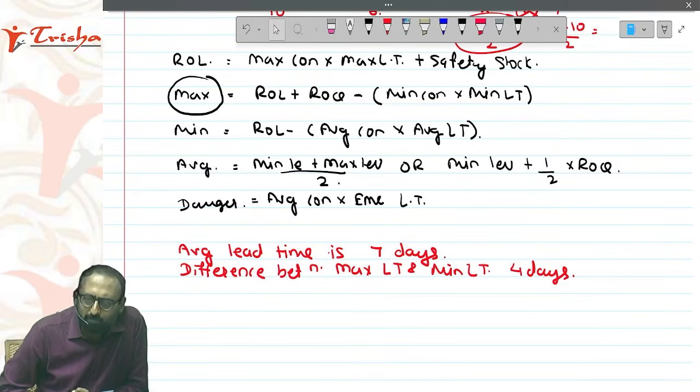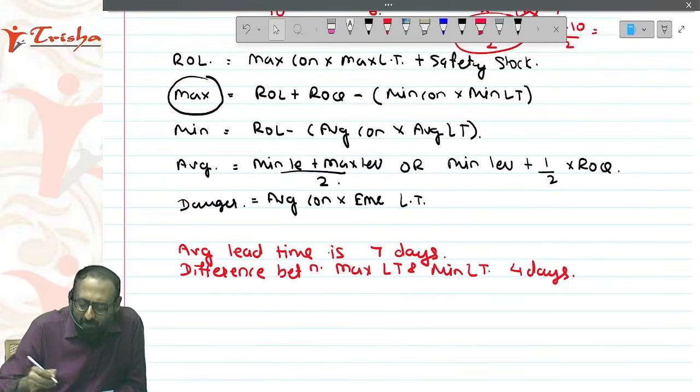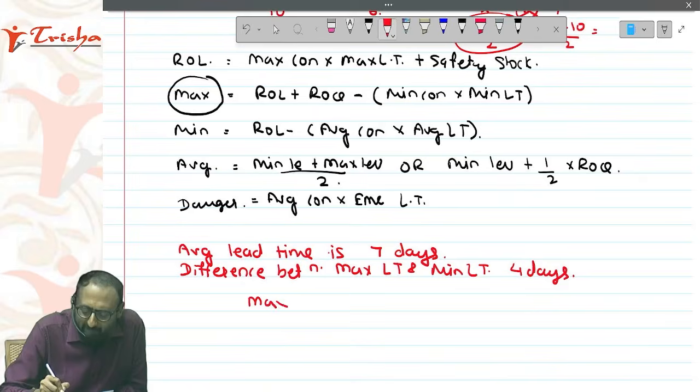Can you please tell me what will be the maximum lead time? What will be the minimum lead time? Sirji, kindly tell me, sir, what will be the maximum lead time? Sir, maximum lead time will be 9. Minimum lead time will be 5. And the average is already given in the question: 7.